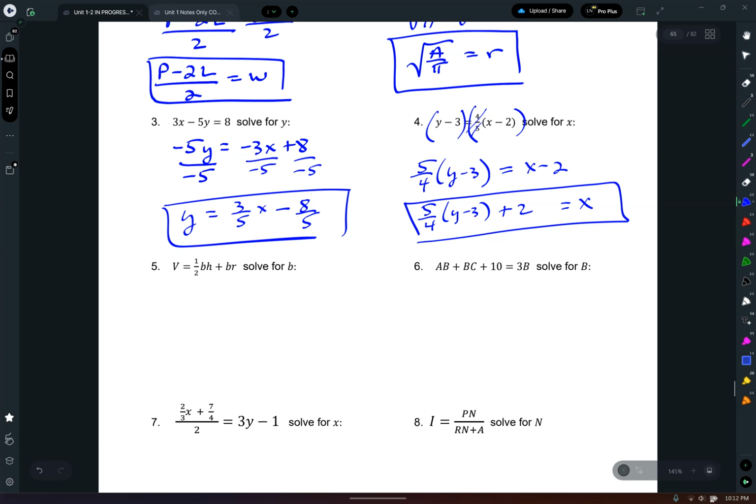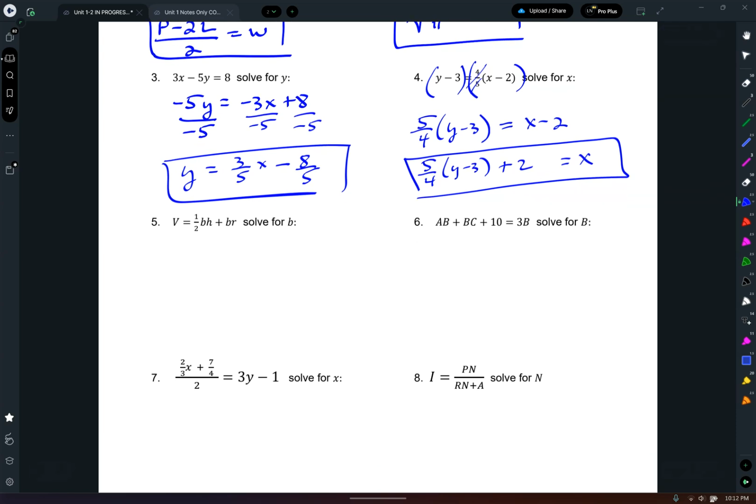Okay, so number 5, I want to solve for b. And I know what's going to be bothering a lot of people is that 1/2. Doesn't really bother me, but okay, that's fine. Let's say I want to get rid of 1/2. What's the easiest way to get rid of 1/2? Multiply all the way through by 2. So every single term I'm going to multiply by 2. 2V equals Bh. Don't forget you've got to multiply the Br times 2, right? That got rid of the 1/2. But now, do you see that you have a b in both of those terms? So the only way to solve for b is to separate it from the rest. And the way we would separate it is take it out as a common factor. If I take out a b, I'm going to have h plus 2r.